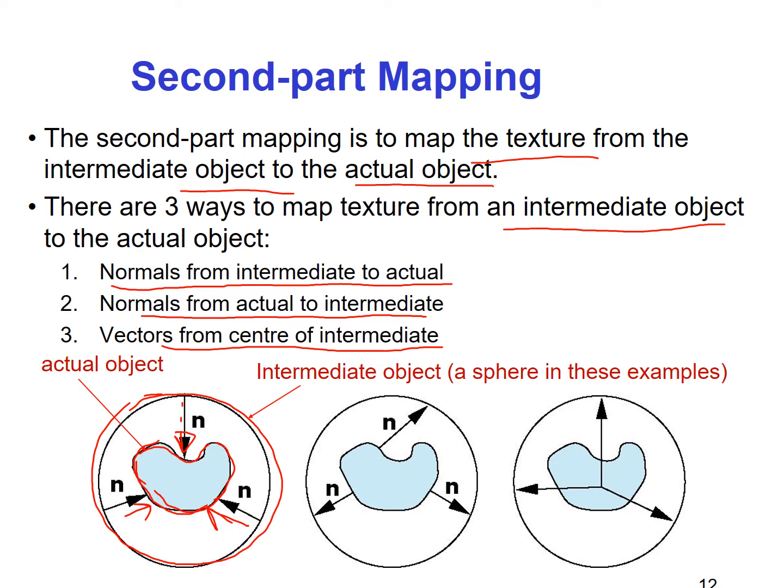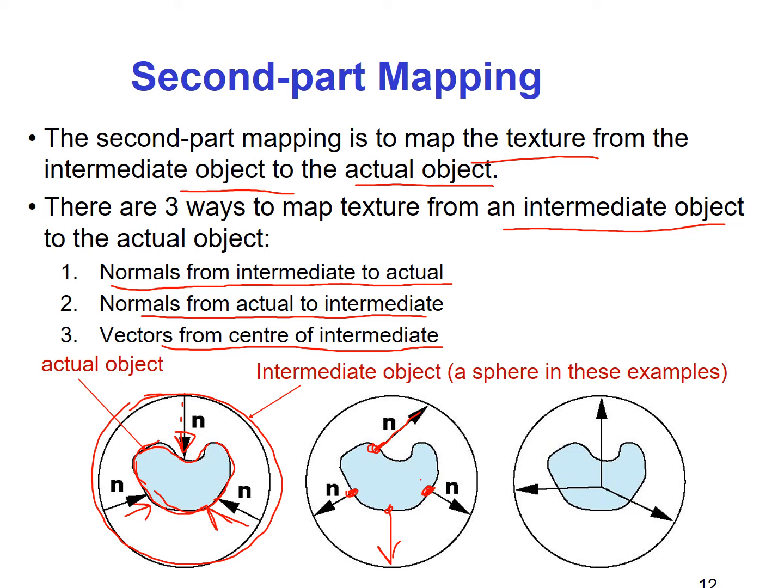The second method is normals from the actual object to the intermediate object. So this is the normal vector on this point of the object. This is the normal vector on this point of the object. This point of the object will have a normal like this. Notice that different points will map to different locations on the 3D object using these two methods, and it is up to us to decide which one we want to use.